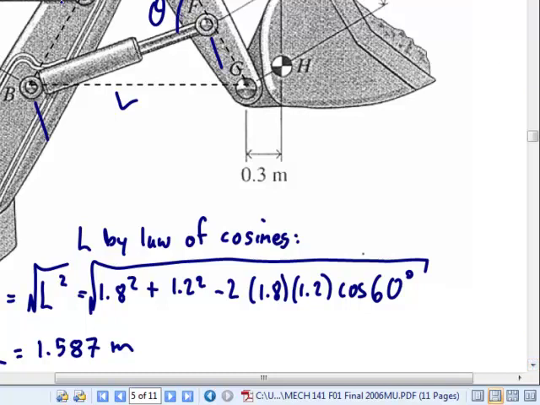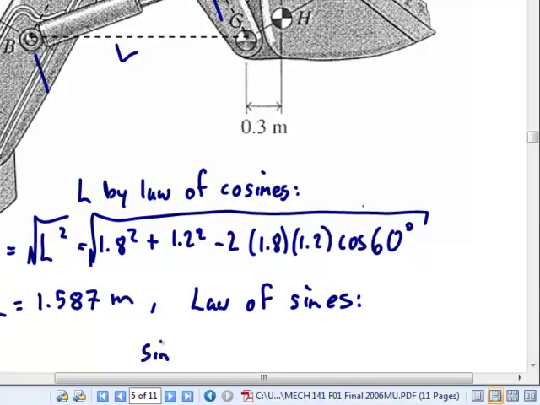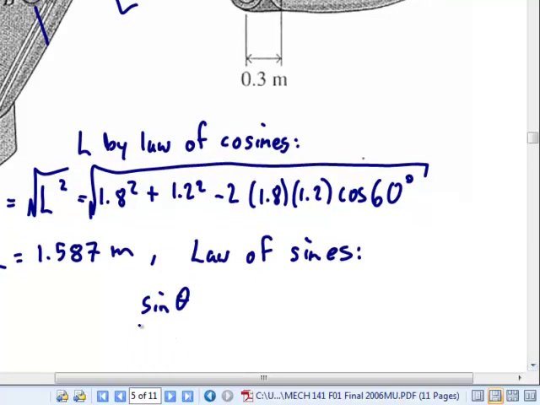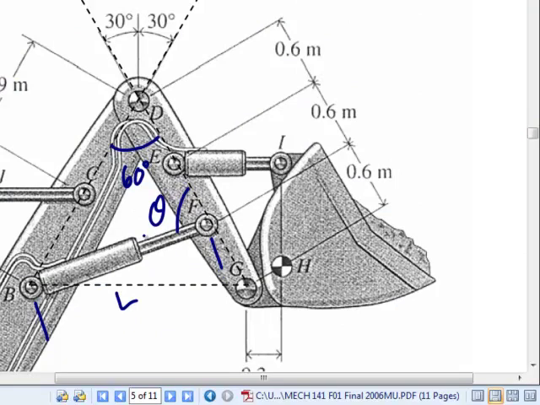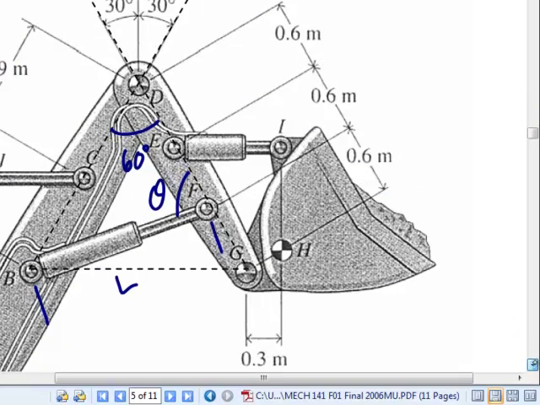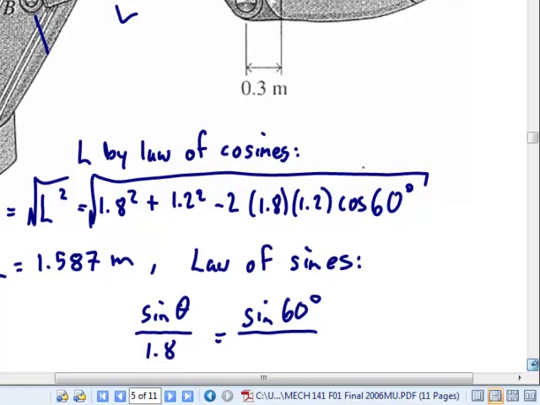Right, so that's going to be sine theta over the opposite side. The opposite side is 1.8, equals sine 60 over the opposite side, which is L, which is 1.587. And if we solve that, we should get theta.